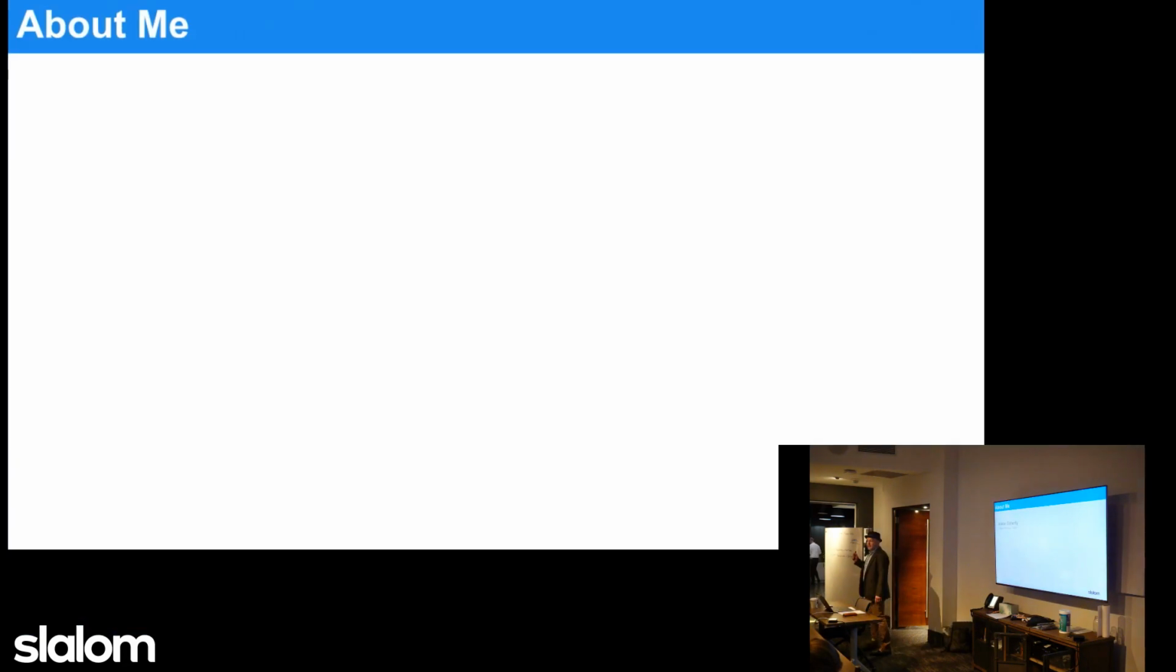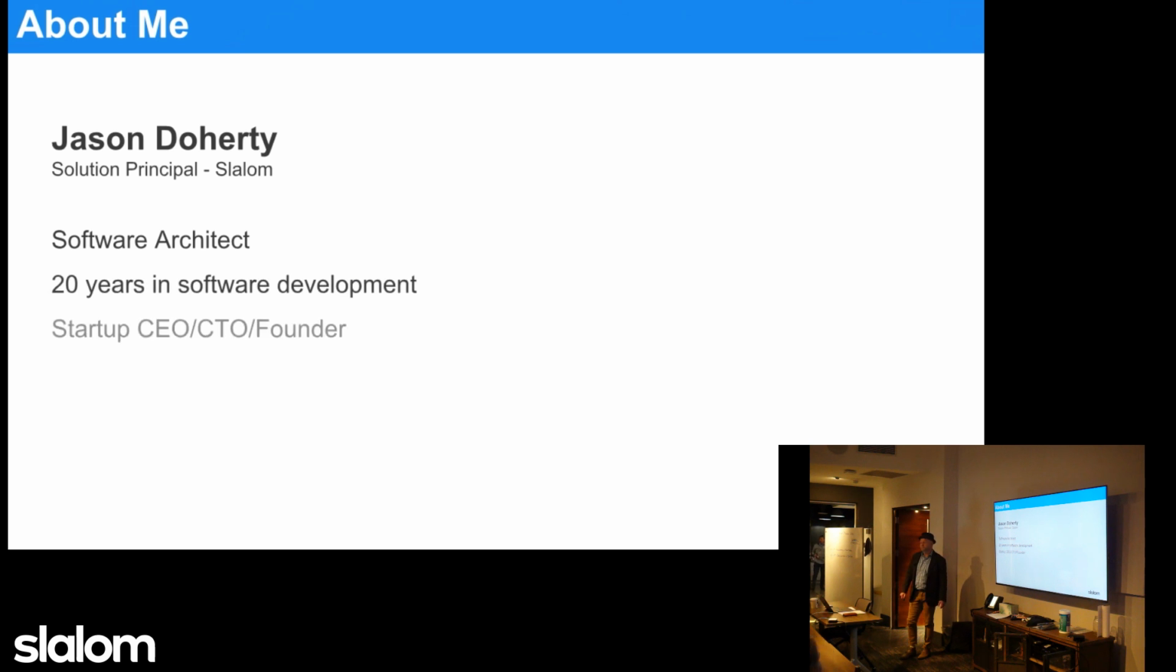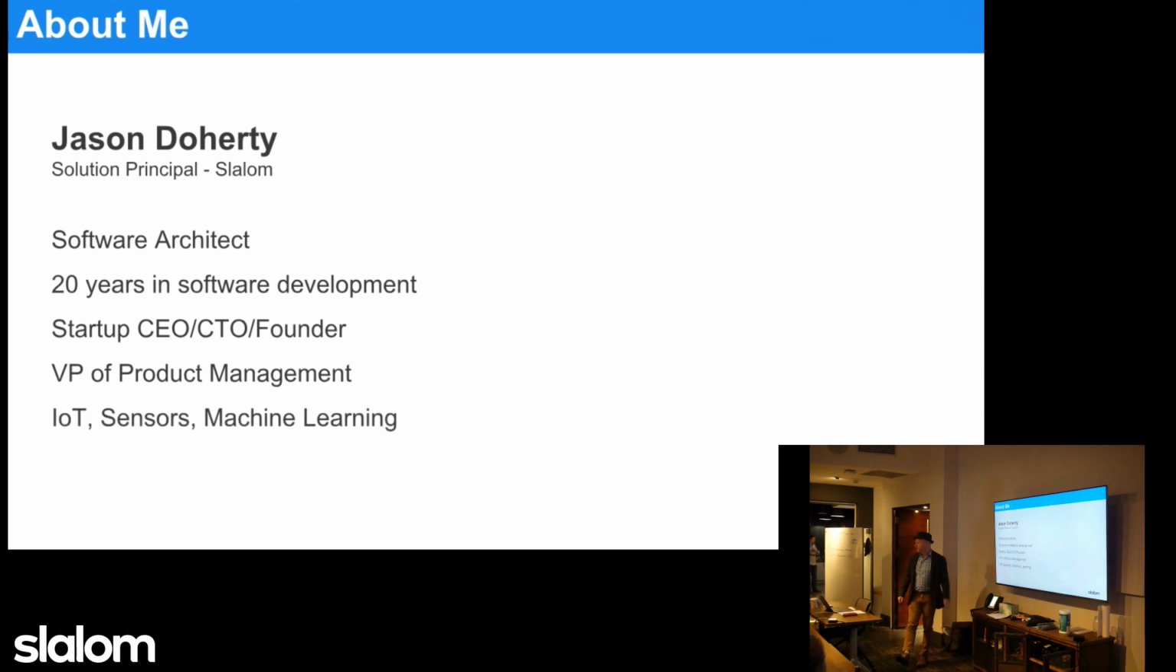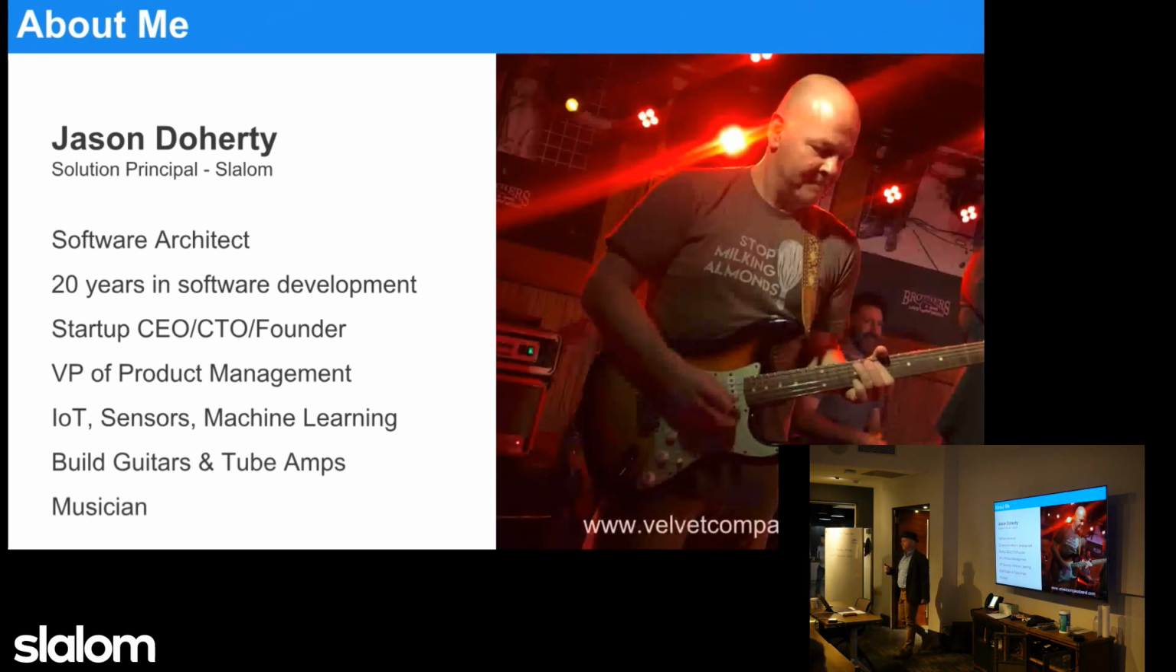So a little bit about me, Jason Doherty. I'm a solution principal at Slalom. Software architect, 20 years in software development. Started my own company. Don't do that, it's crazy. Been a VP of product as well, so I understand what the product people do. Listen to them, they know what they're talking about. I'm into IoT, sensors, machine learning, all sorts of nerdy stuff. I also build guitars and tube amps, and I'm a musician. That's me, that's our website. Come see our band, we're awesome.